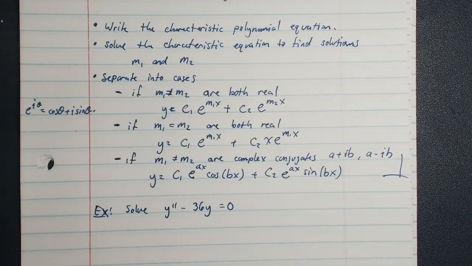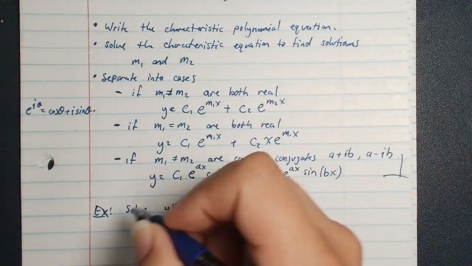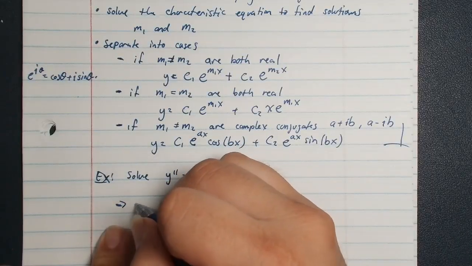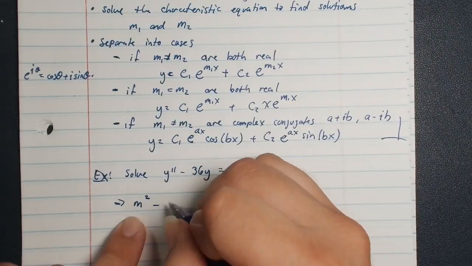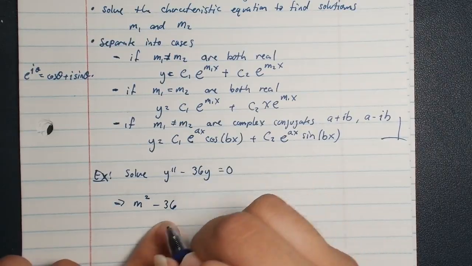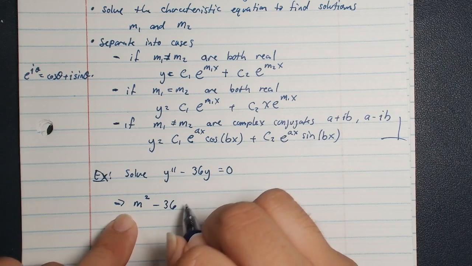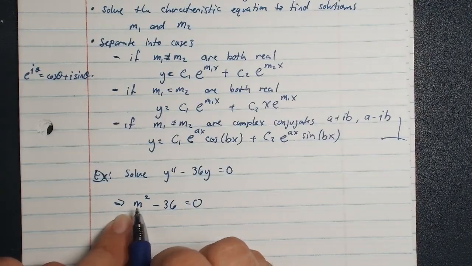If you want to try it, go ahead and pause the video, give it a try, and when you're done, unpause the video and we'll try it together. All right, so let's see. My characteristic equation, this is going to be second derivative, so that's going to be m squared, right? Second derivative, second power, minus 36, no derivative, no power. I can write m to the 0, but I might get confused, so I'll just not write anything, equals 0. Okay, so there's my characteristic equation.